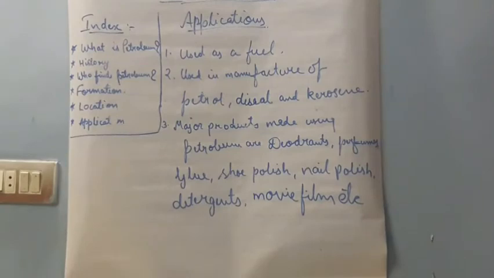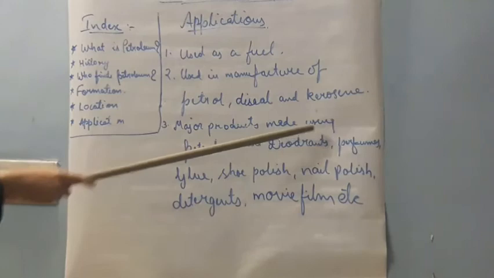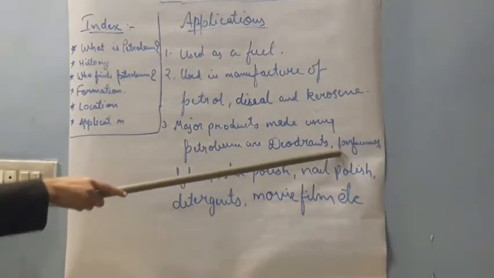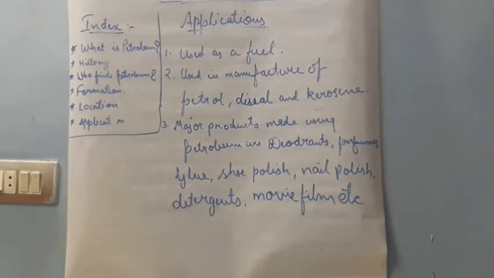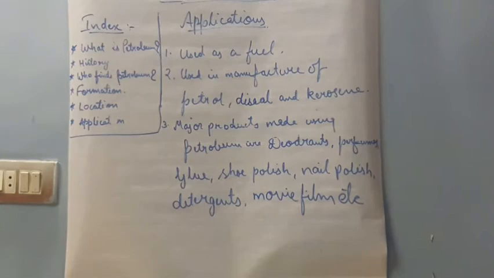Third, major products are formed from petroleum, mainly deodorants. It is used in deodorants, then in making perfumes, then for making glue. We all use glue for pasting papers. So in making glue also petroleum is used. Then shoe polish. We use polish to polish our shoes, and that polish also contains some amount of petroleum. Then nail polish, nail paints.